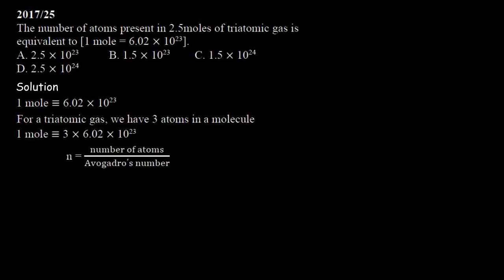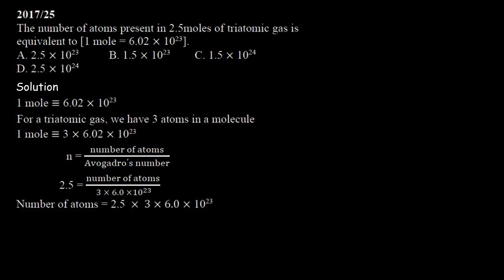Given that n is equal to the number of atoms divided by Avogadro's number, and substituting, 2.5 will be equal to number of atoms divided by 3 times 6.0 times 10 to the power of 23, and cross multiplying, number of atoms will be equal to 2.5 times 3 times 6.0 times 10 to the power of 23, which should be equal to 4.5 times 10 to the power of 24 atoms.